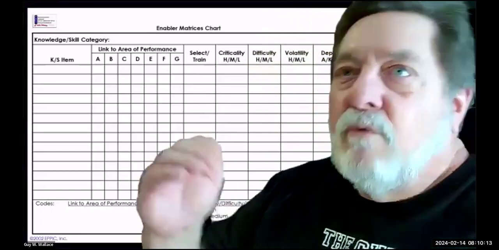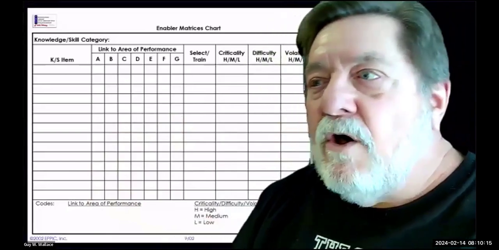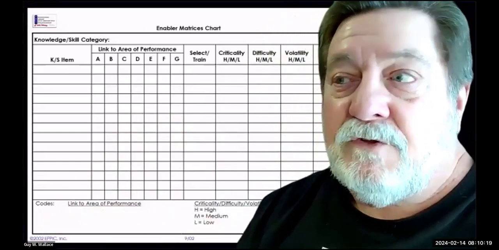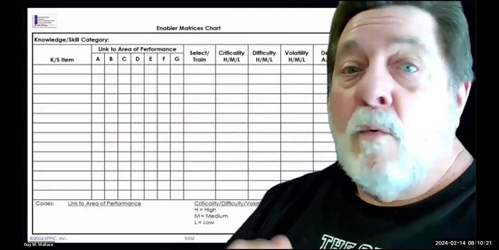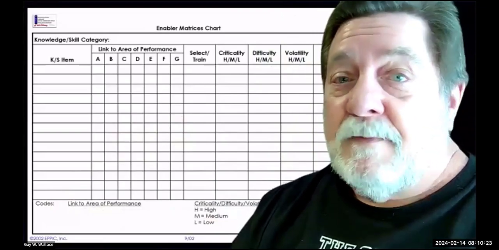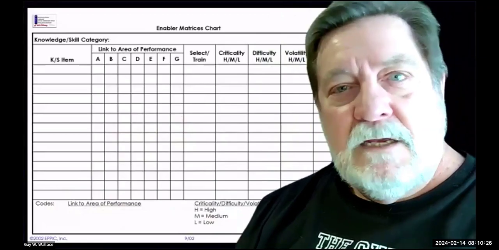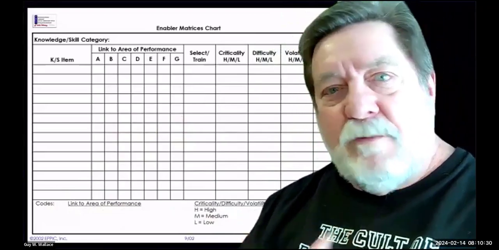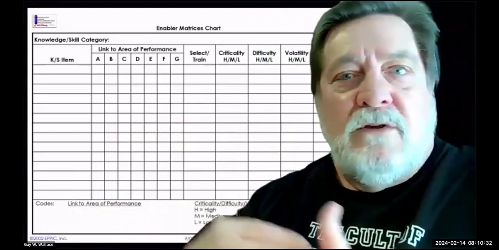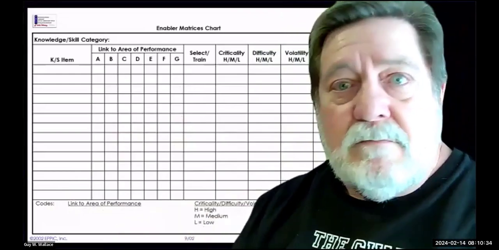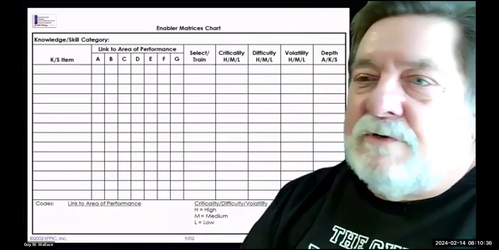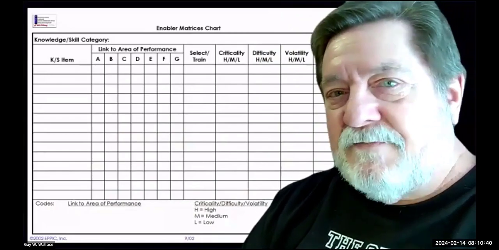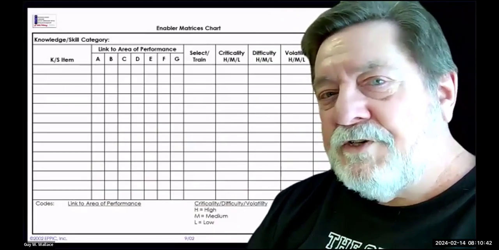And so we generate a list, and while we're generating that list, we can link to the area of performance. What area of performance did this come from? If I use the ADDIE model, is this knowledge and skill for analysis, design, development, implementation, or evaluation? More than one, maybe all of them. And so you get that data there. I do those first sets of columns for all of the knowledge and skill categories.